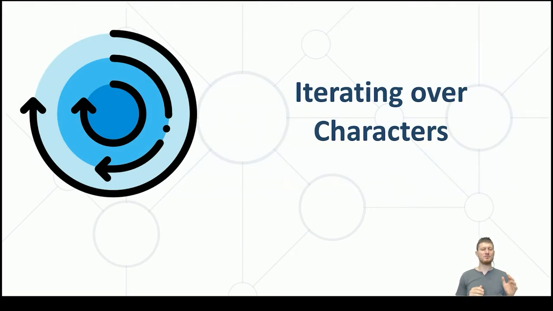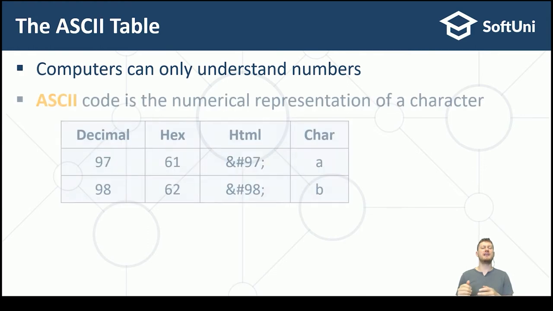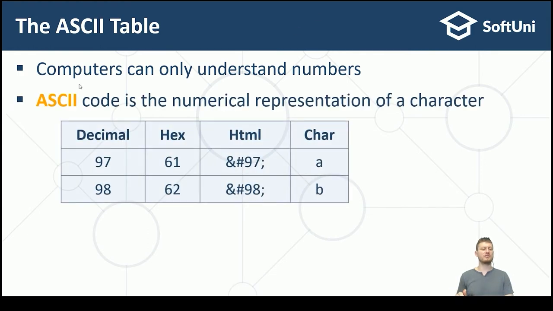Let's go ahead with the next topic. It's about iterating over characters. It might be useful in certain situations. But let's start with the way computers represent text. Computers can only understand numbers. If you want to use text, we need to match text values to certain numbers.